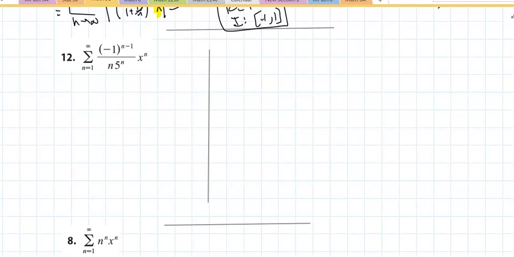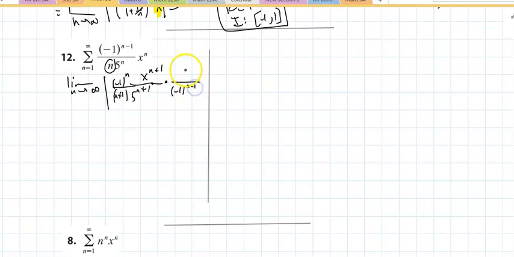Next problem up is number 12. Again, if it wasn't for that n, that would have been geometric. I would have saved myself a lot of time. So if I take the limit as n approaches infinity of the absolute value of negative 1 to the n over n plus 1, 5 to the n plus 1, times x to the n plus 1, multiplied by the reciprocal, which is negative 1 to the n minus 1, and that will be n, 5 to the n, x to the n.